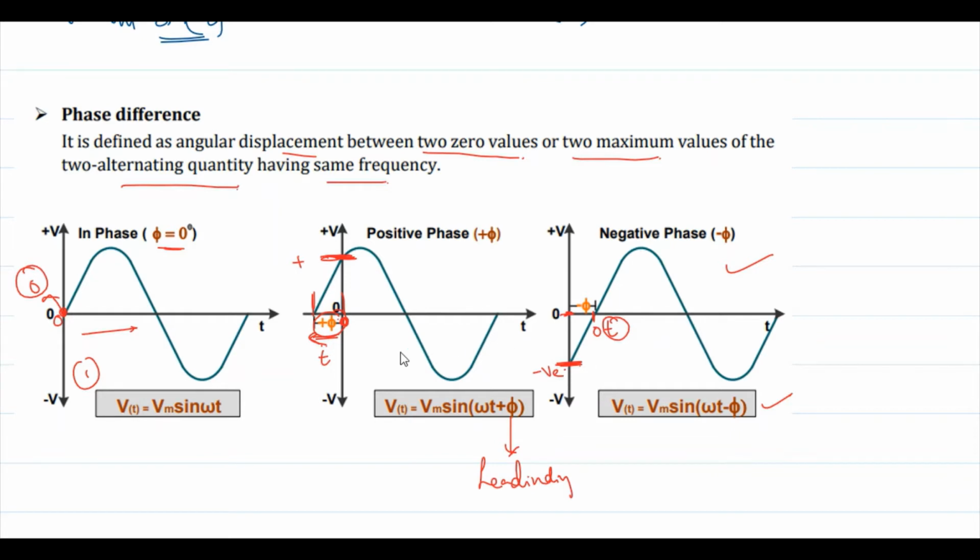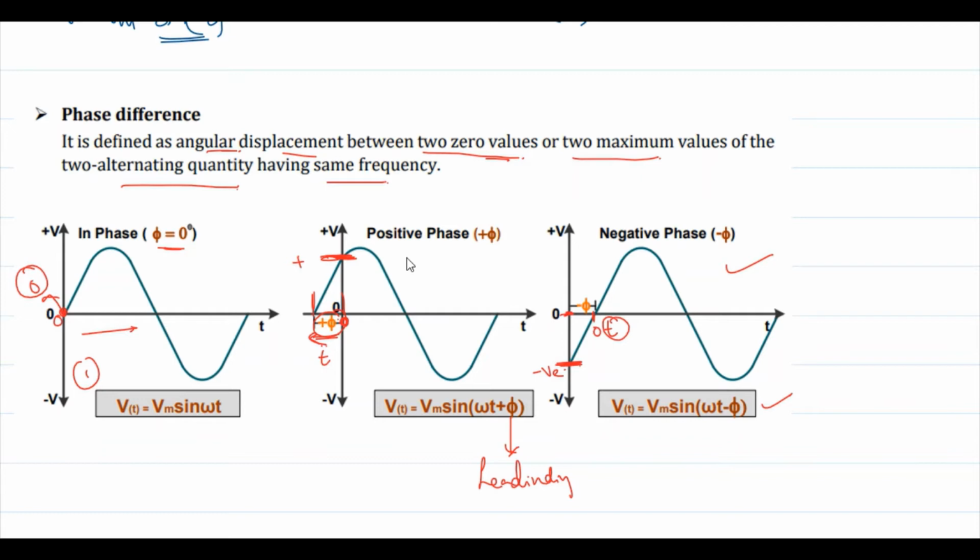With respect to the particular reference value, the alternating quantity which is getting forward or backward, depending on that, it is called a phase difference, or a phase, right? Or it is also defined as the angular displacement between two zero values or two maximum values of two alternating quantities. If you take the current and voltage, they have a phase difference by some amount in the case of resistive or inductive or capacitive circuits. Okay, that we will see later on.